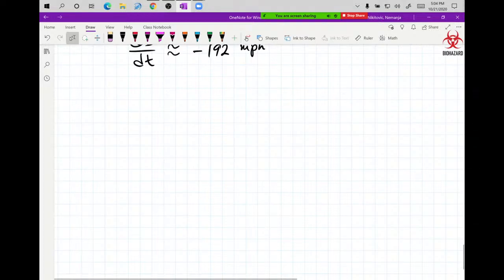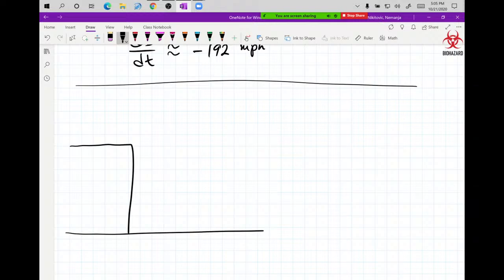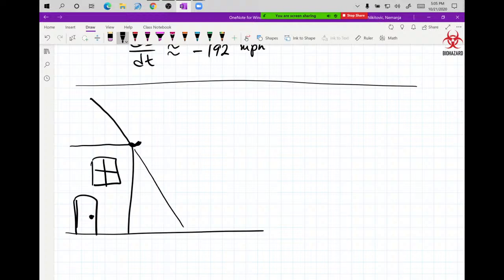Now I want to show another application. It's again going to be a triangle. It's again going to be speeds, but this time it's going to be a little bit different, which is why you have to be very careful about certain things. So here is the house. We'll put the window over here. We'll put the doorknob, and then we're going to put the gutter right here. We're going to put the ladder, which is a 25 feet long ladder.